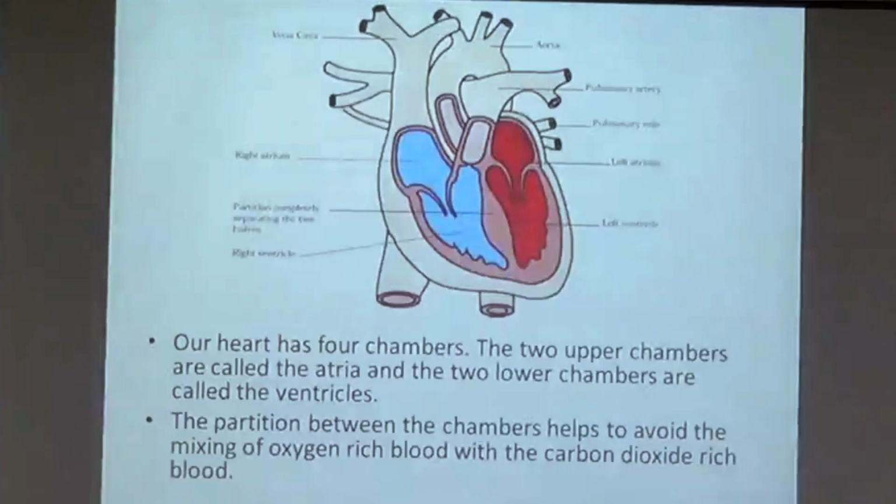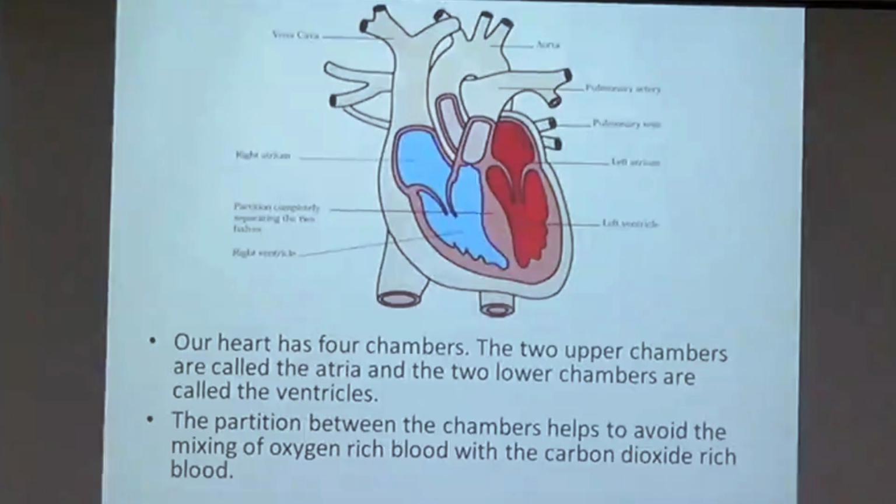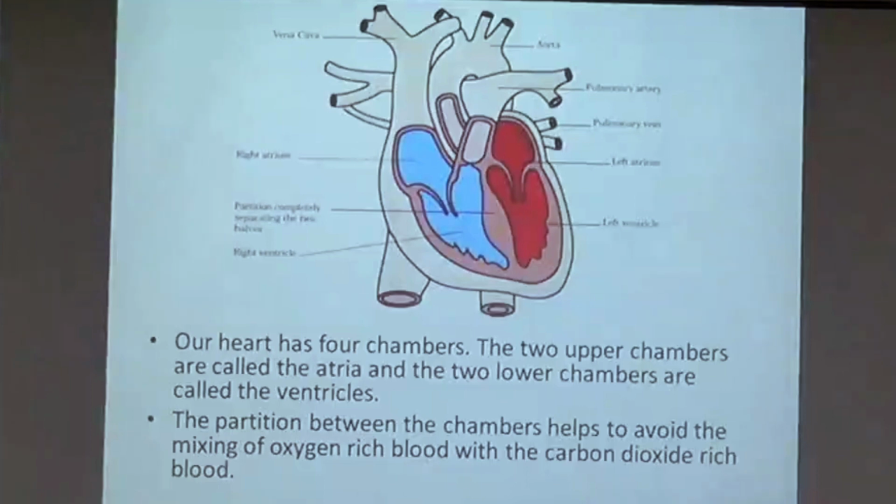This is the structure of heart. Our heart has 4 chambers. The 2 upper chambers are called atria and 2 lower chambers are called ventricles. The partition between the chambers helps to avoid the mixing of oxygen rich blood with the carbon dioxide rich blood. So here we can see the different chambers of heart, and also different types of arteries and veins which are arising from the heart or which are entering into the different chambers of the heart.